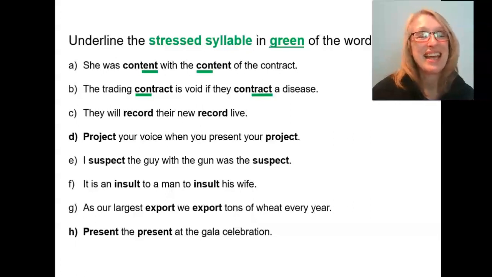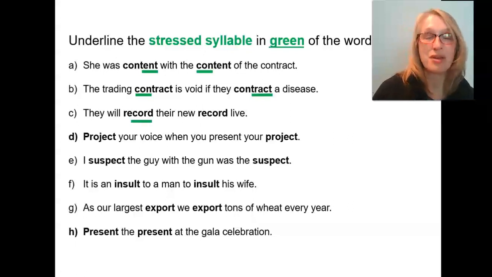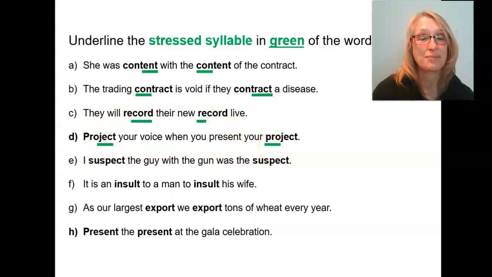Okay, so what did you get? They will record their new record live. Project your voice when you present your project. And again, you can hear the difference in these vowel sounds in the syllables when they are stressed and not stressed. Project your voice when you present your project.